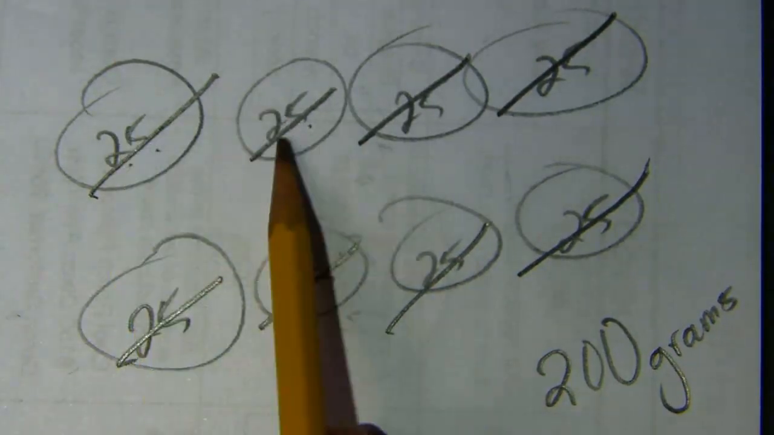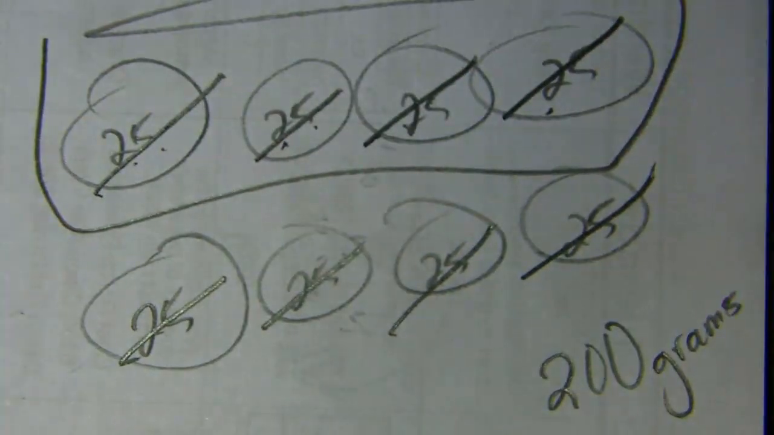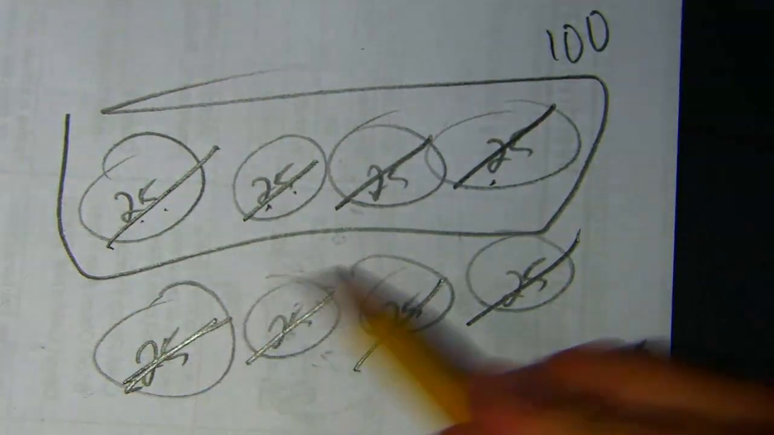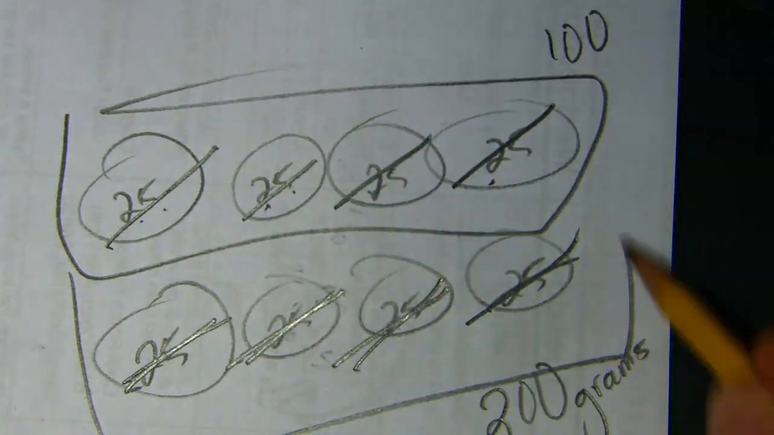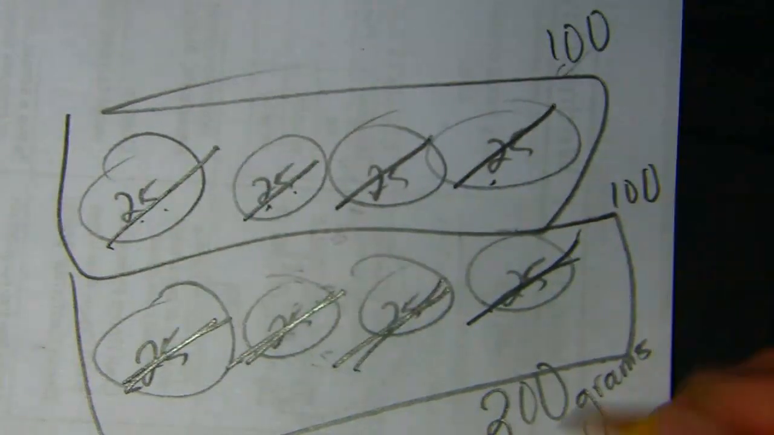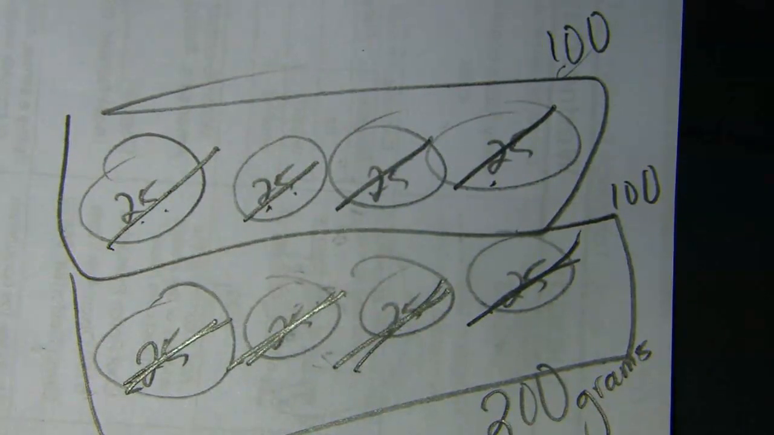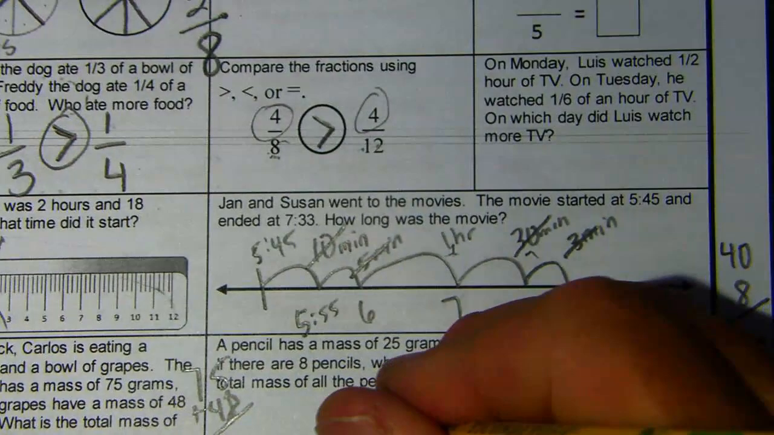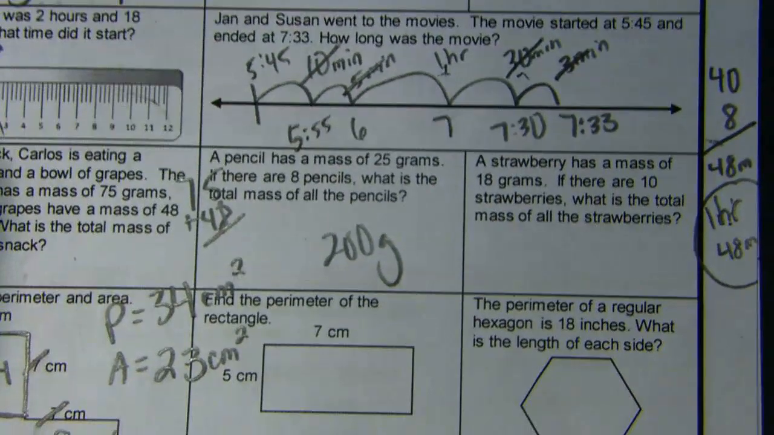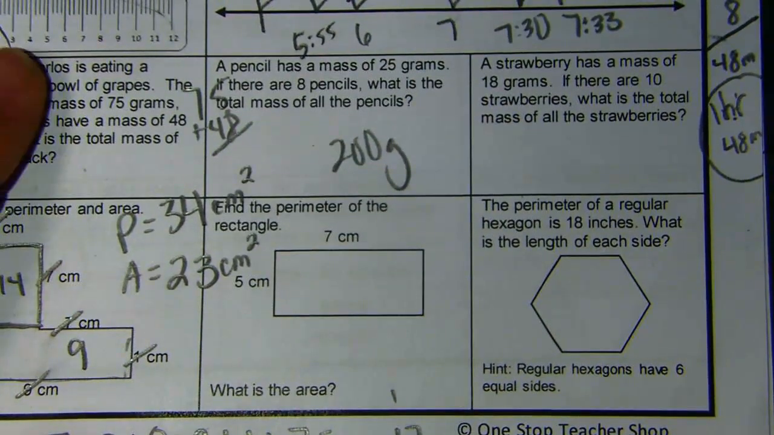You could go 25, 50, 75, 100. So that's 100. So you could group them by 4s too. 25, 50, 75, 100. That's another 100. See how I'm grouping them by 4s now? So 100 plus 100 is 200. So if you want to group them up, you could do that too. 200 grams.